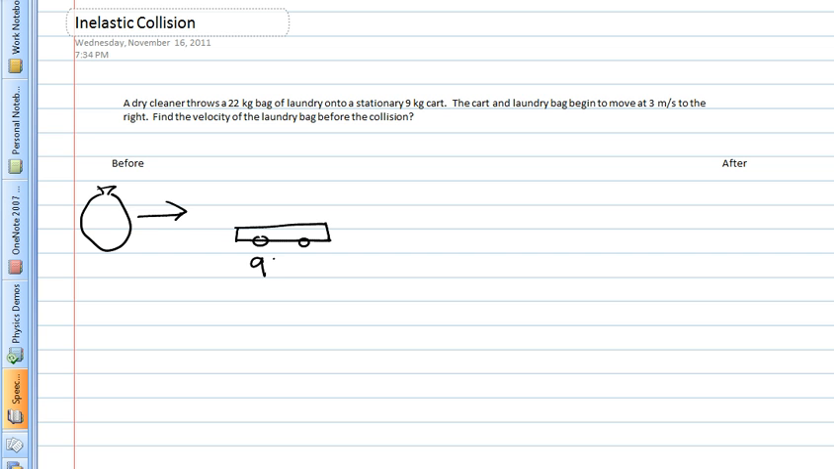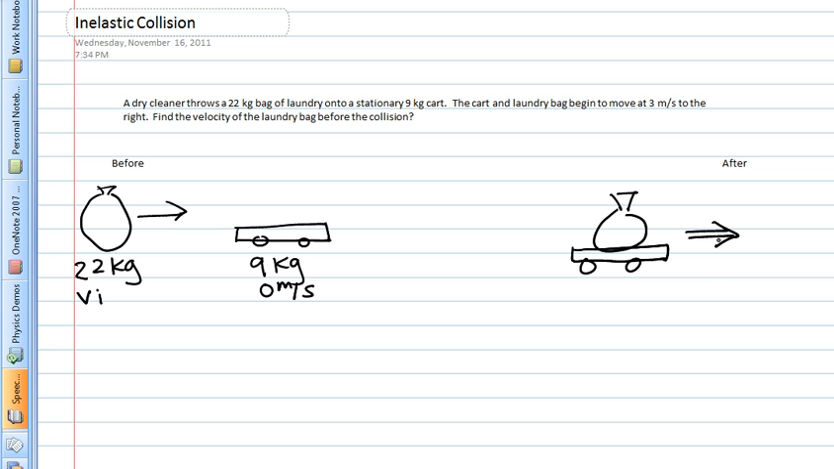Okay, our cart is 9 kilograms. Our laundry is 22 kilograms. This has an initial velocity, and this velocity is currently 0 meters per second. After the bag lands on the cart, the two will move together as one. So we will see that the bag of laundry will sit on top of the cart and move together at a speed of 3 meters per second.